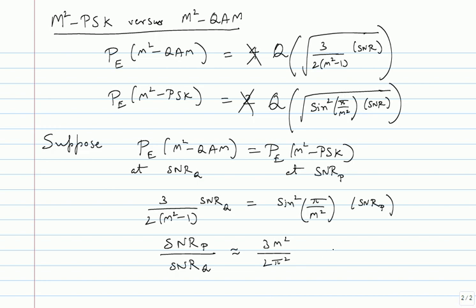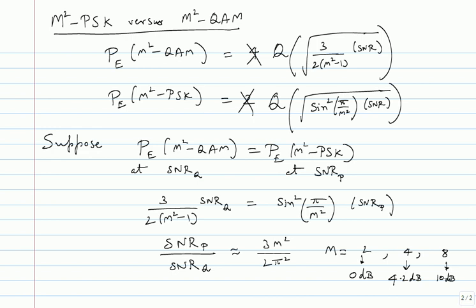If you plot this versus M, for M equal to 2, 4, 8, I have only 3 points. For 2, if you do the accurate plot, it works out to be 0 dB. For 4, it works out to roughly around 4.2 dB. For 8, it's around 10 dB. What do these numbers mean? If I compare 16 QAM with 16 PSK, I get the same probability of error for 16 QAM at 4.2 dB better than 16 PSK.